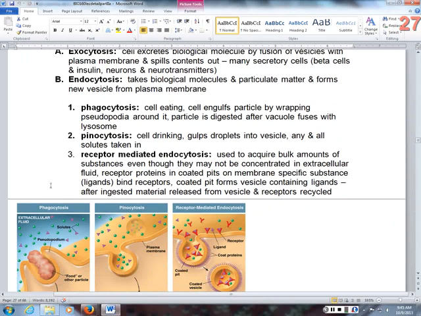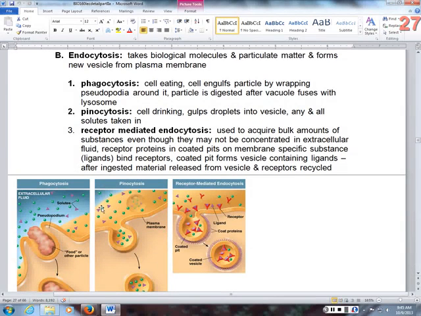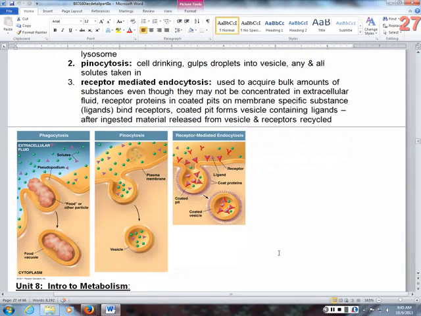With receptor-mediated endocytosis, this is going to allow you to acquire bulk amounts of a substance, even when they may not be concentrated in there. And so what it does is it allows you to build them up. It's showing here where you've got these membrane-coated pits in there that will have these vesicles containing ligands in there, will ingest that, and then it allows it to go inside. And those receptors can be recycled again.